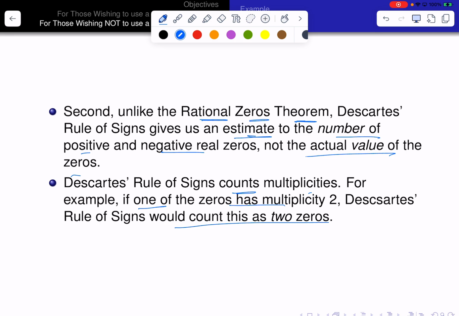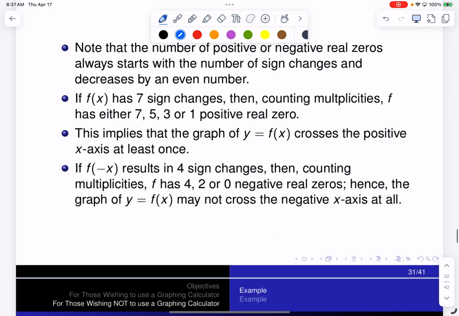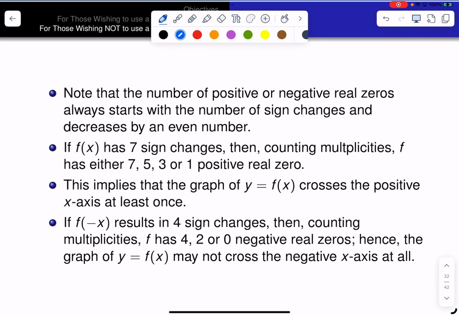So if x equals 1 has multiplicity 2, Descartes' rule of signs counts that as 2 zeros. It's just 1 shows up twice. And we know what happens when it shows up twice. It does what on the graph? Bounces.